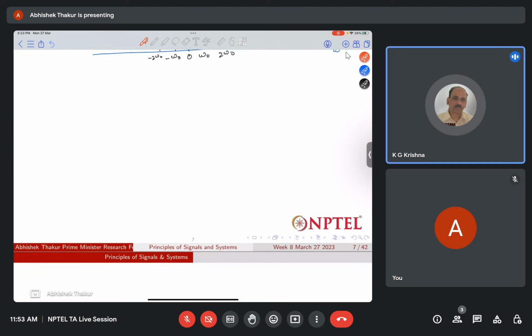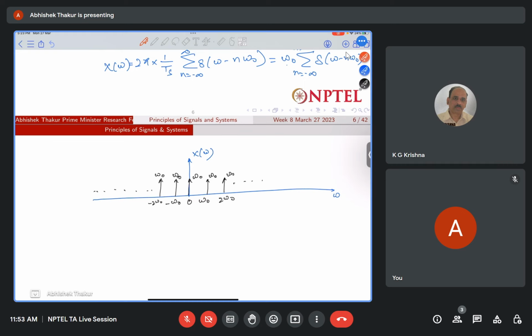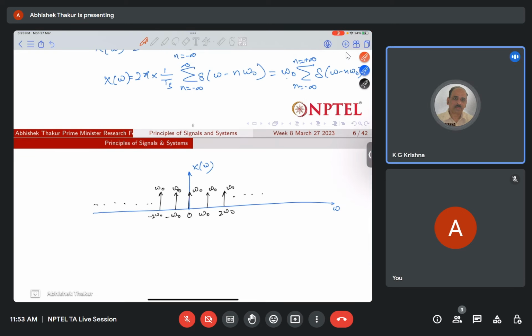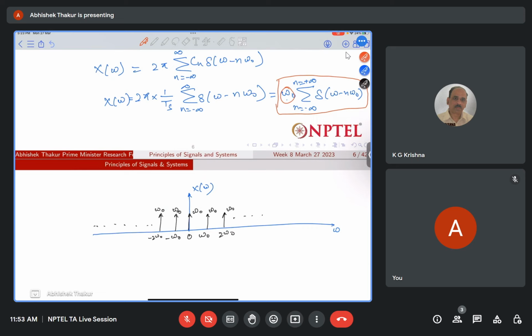Sir, just one thing. In that frequency domain diagram of the impulse train, the height is omega naught? Yes. The axis is omega naught and the height is omega naught, because here the amplitude is multiplied with omega naught with the impulse train, and this is repeating after n omega naught. When you substitute n equal to 1, it goes to omega naught, then n equal to 2 gives 2 omega naught, like that.